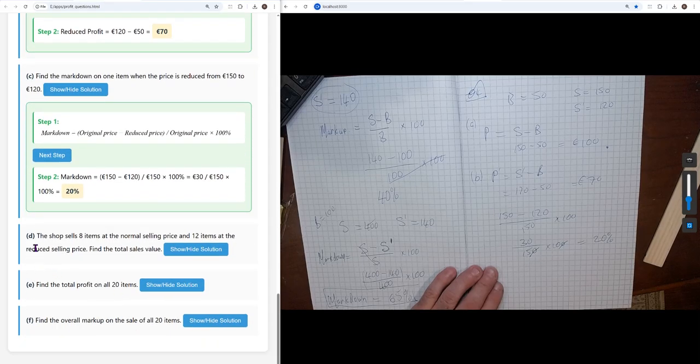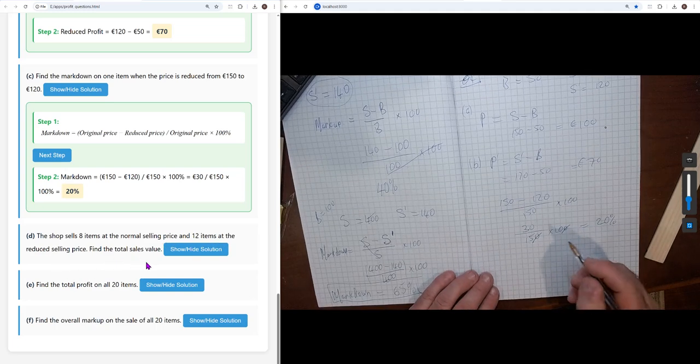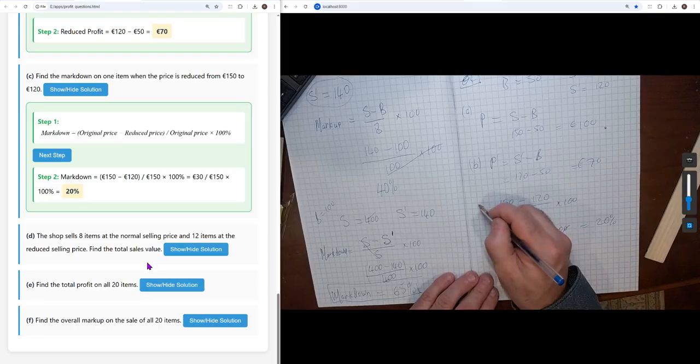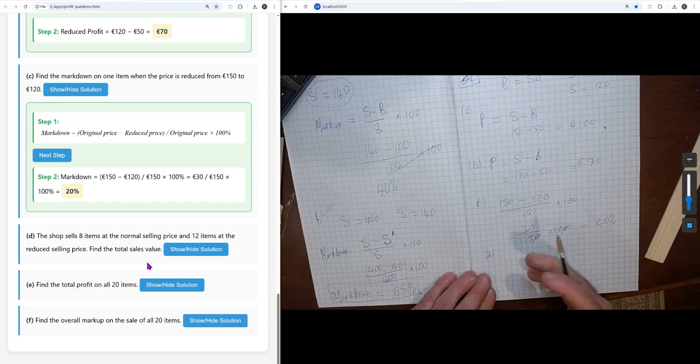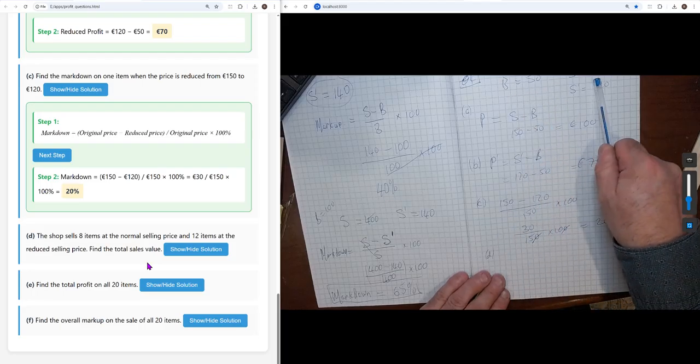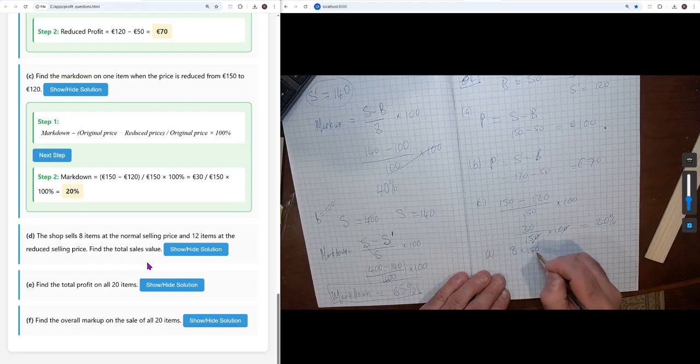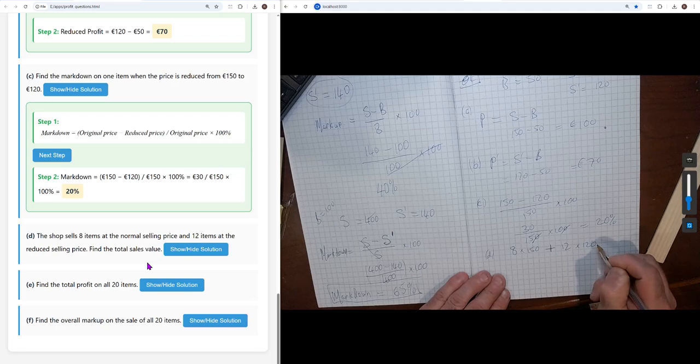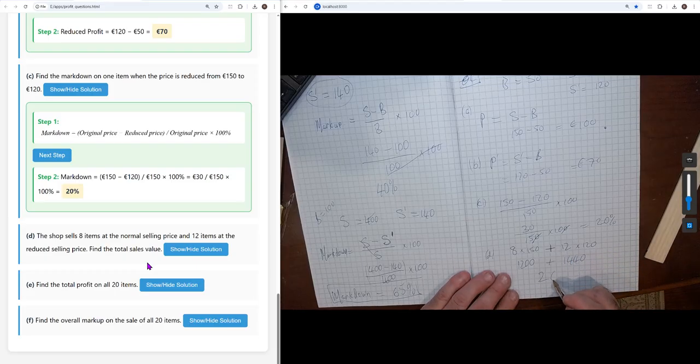Great. The shop sells 8 items at the normal selling price and 12 at the reduced. Find the total sales value. At this stage we're on D. That was C. This is D. So this is just a linear multiplication of the different things. Sells 8 items at normal: 8 by 150, plus 12 at the reduced rate: 12 by 120. 800 and 400 is 1200 here. You can use a calculator. 12 times 144, add a 0, and we add them together, calculator or not, you get 2640.